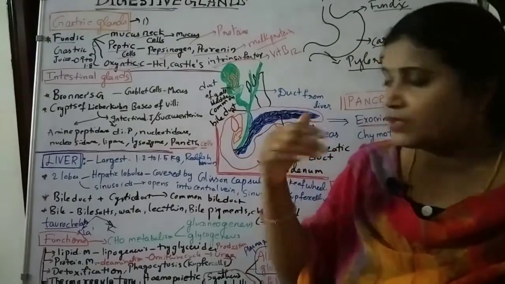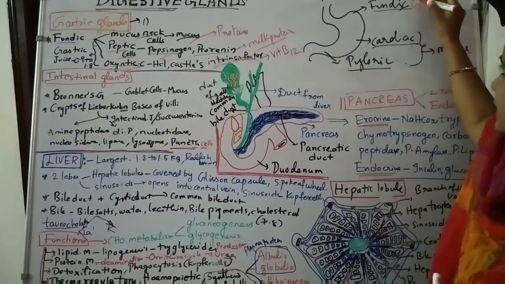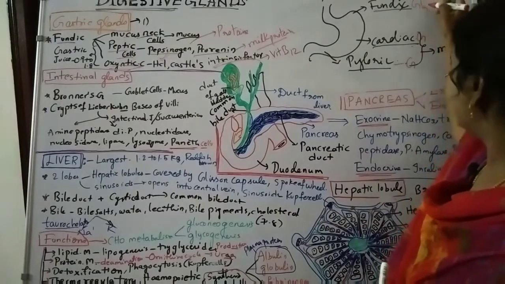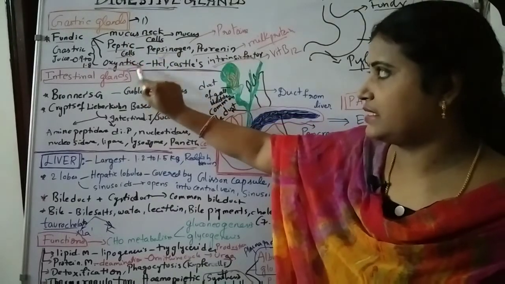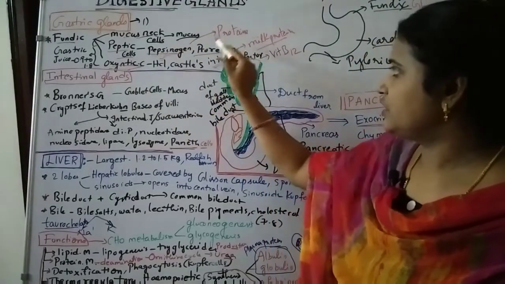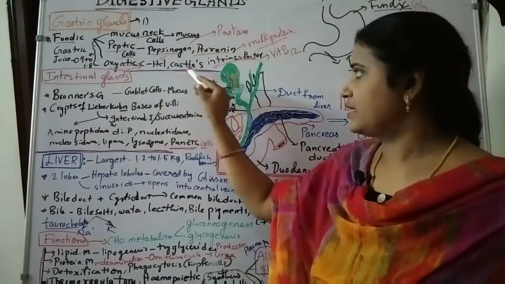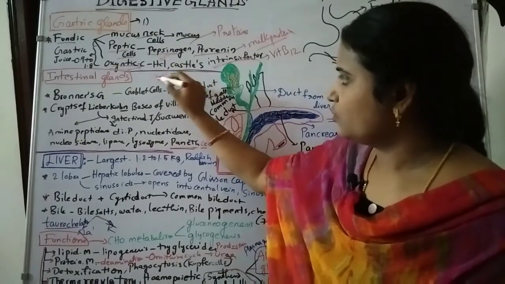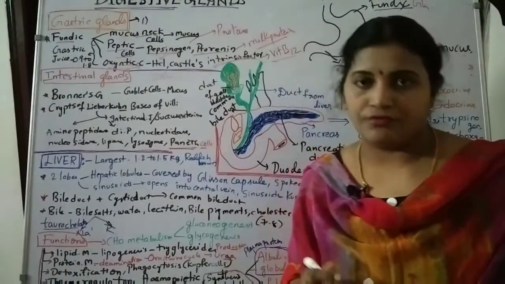Okay. So gastric glands once again. Three types of gastric glands are present: fundic glands, cardiac glands, and pyloric glands. Fundic glands contain three types of cells: mucous neck cells, peptic cells, oxyntic cells. Mucous neck cells release mucus, and peptic cells release pepsinogen for protein digestion and prorenin for the milk protein, renin. And then oxyntic cells release hydrochloric acid and Castle's intrinsic factor. Hydrochloric acid kills the microorganisms, and Castle's intrinsic factor is responsible for absorption and synthesis of vitamin B12.